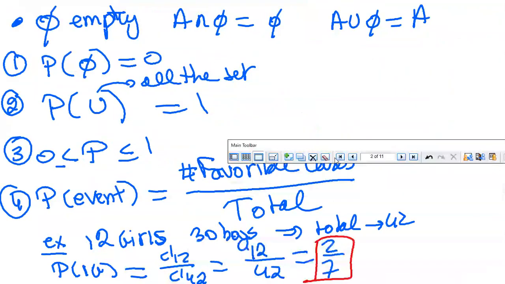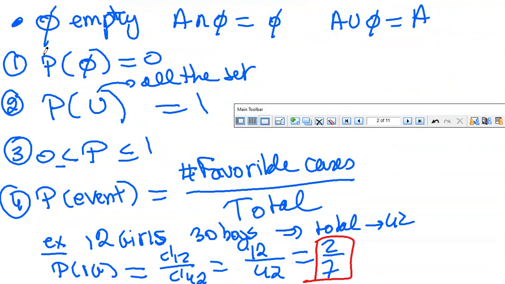Now, what is this notation here? We read it phi. Phi means an empty event. What is A intersection an empty event? It's going to be empty. What is A union phi? It's A. The probability of an empty event is 0.